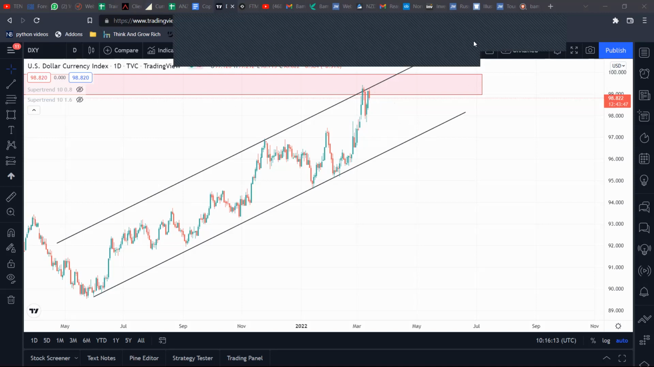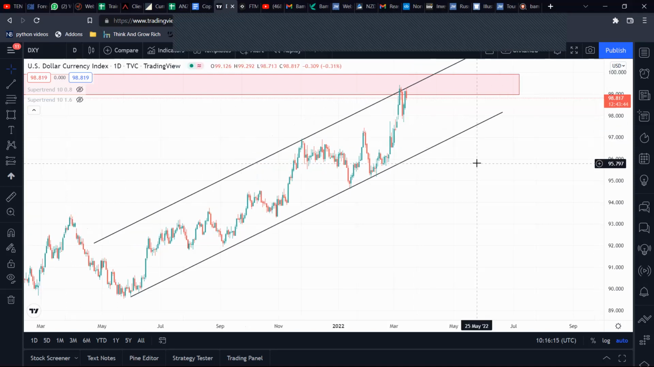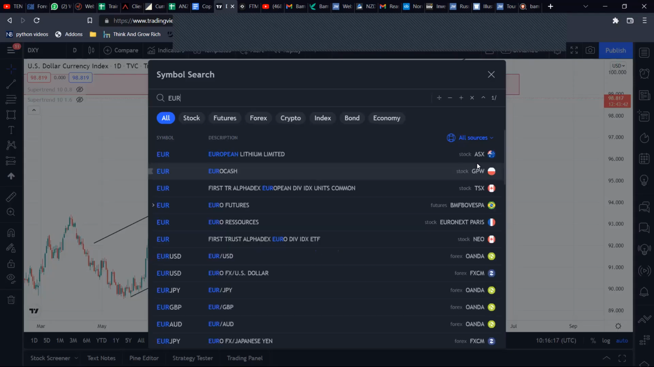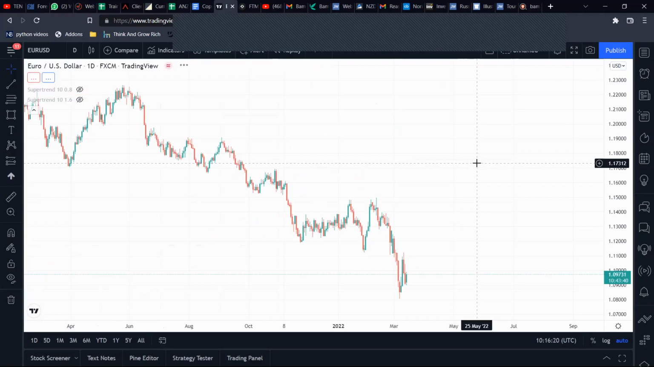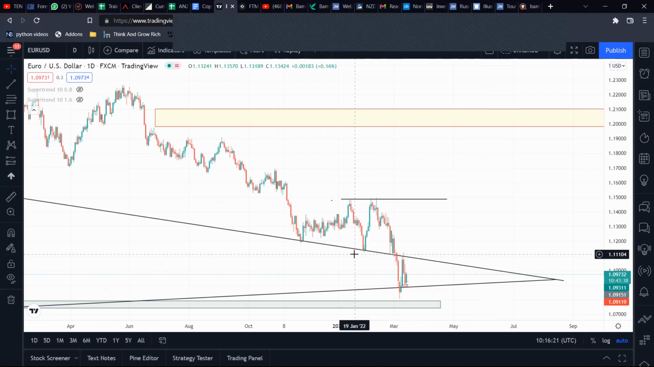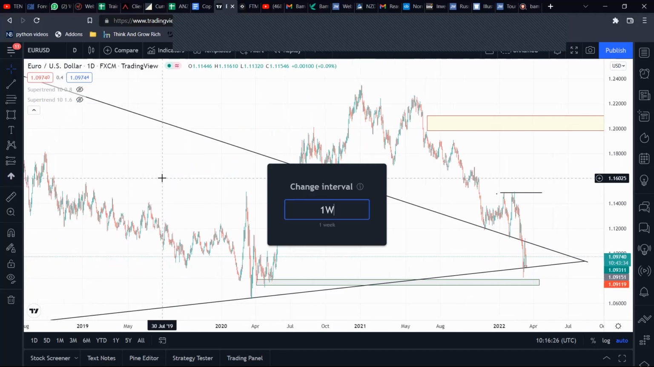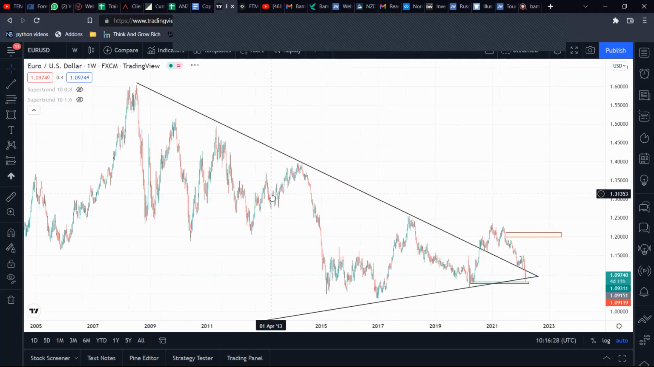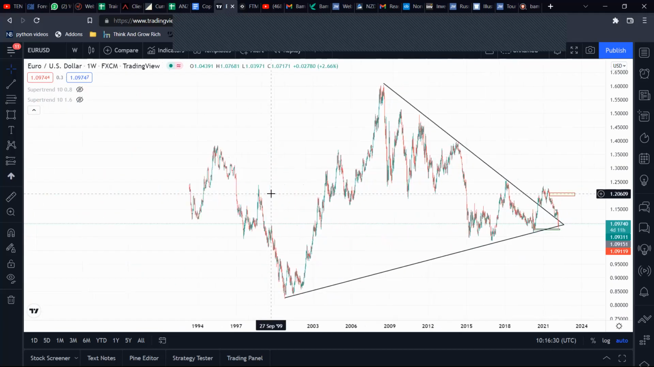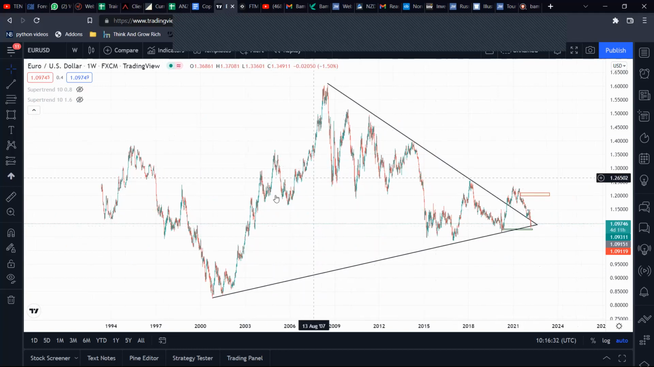Now, this will then take us to the next pair we're going to analyze, which is the Euro USD, the most popular currency pair traded. So this one, I pointed out something. If we go to the weekly chart, you'll notice that we are actually trading within a very long-term structure.